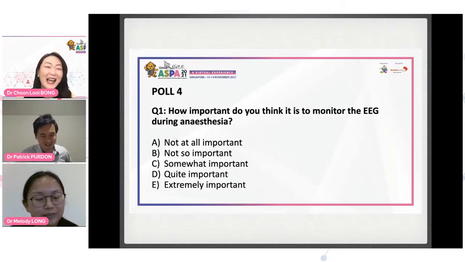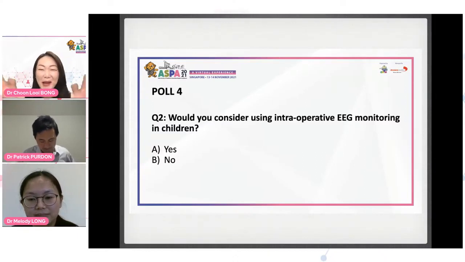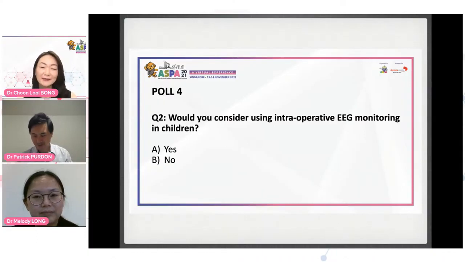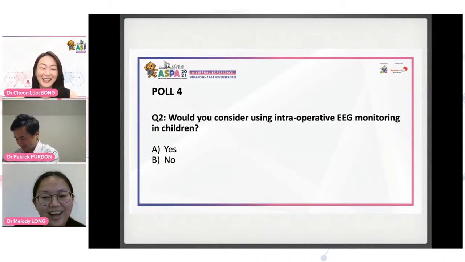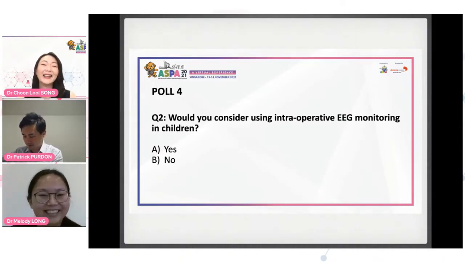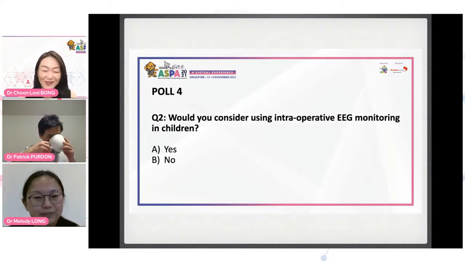We're so happy to hear that. This is why we're doing this, and this is why Patrick is staying up till almost midnight on his side. And now, would you consider using intraoperative EEG monitoring in children? Yes or no? No pressure. Looking at the poll results now, we have 100% yes. So that's a resounding yes. That's wonderful. So glad to hear that.